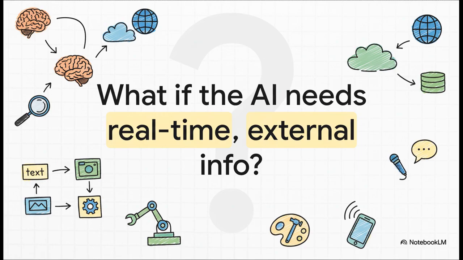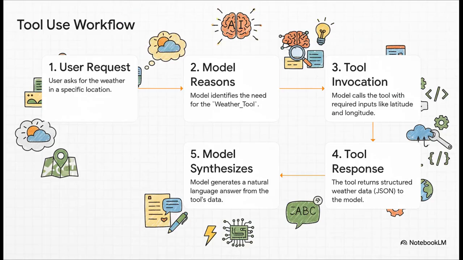Okay, this is a huge one. It's a fundamental limitation of most models. They only know what they were trained on. They don't know today's weather, or the latest stock prices, or the details from your company's private database. So, how do we fix that? We give it a tool. It's that simple. And the SDK examples show this perfectly.